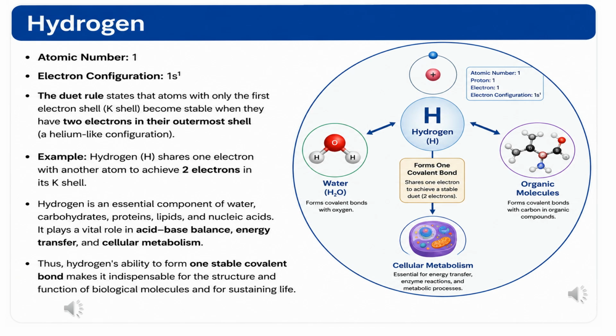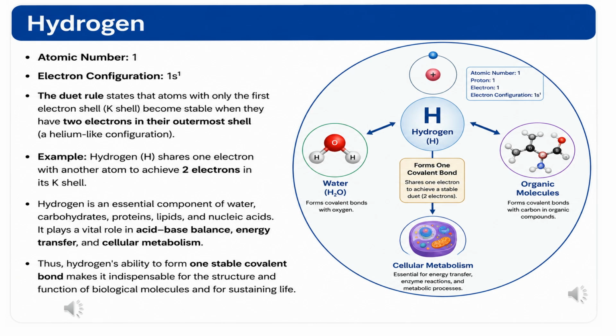Hydrogen has an atomic number of 1, which means it contains 1 proton in its nucleus and 1 electron surrounding the nucleus. Its electronic configuration is 1s1, indicating that the first energy level, also called the K-shell, contains only 1 electron. According to the duet rule, elements that have only 1 electron shell become stable when that shell contains 2 electrons, similar to the electronic configuration of helium. Since hydrogen has only 1 electron, it needs 1 more electron to achieve stability. Therefore, hydrogen usually forms 1 covalent bond by sharing its single electron with another atom.